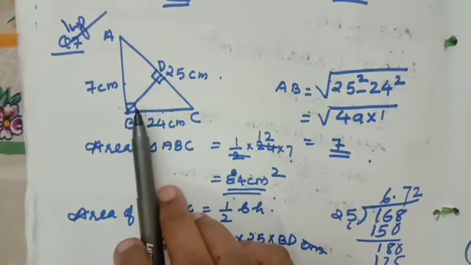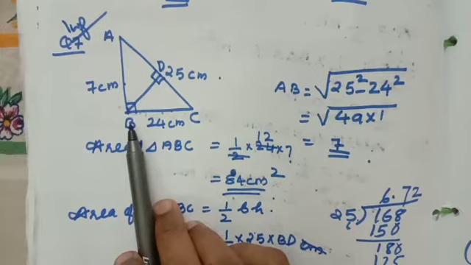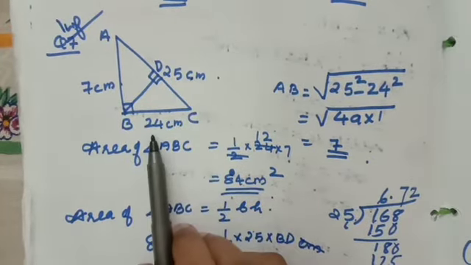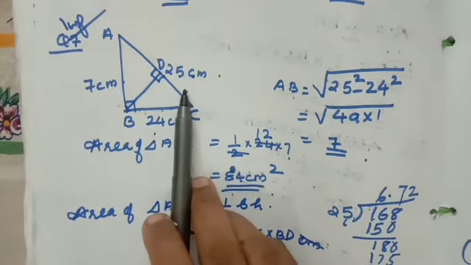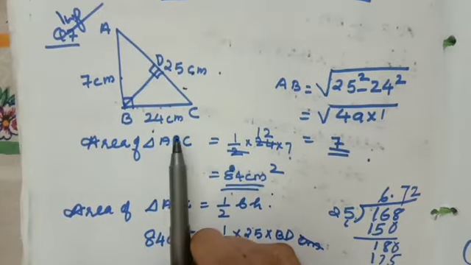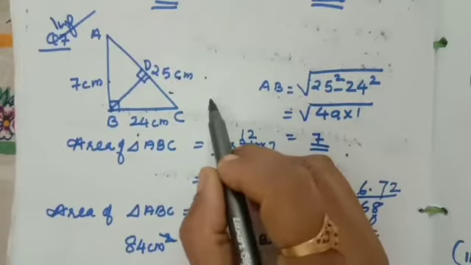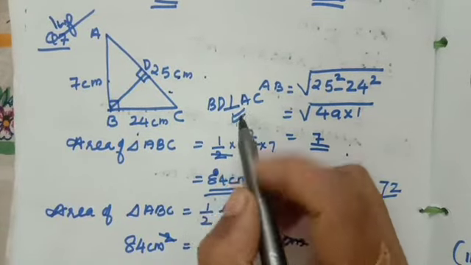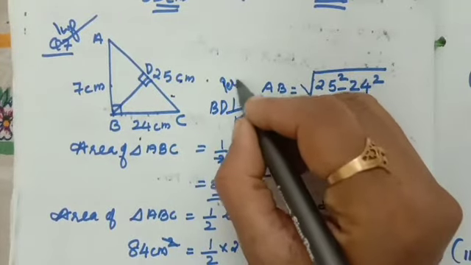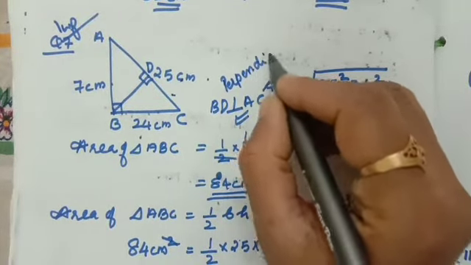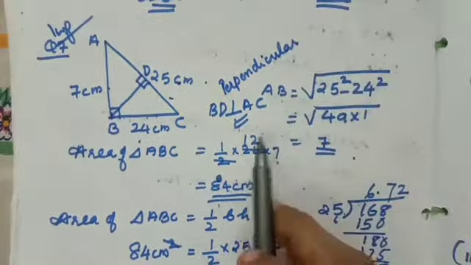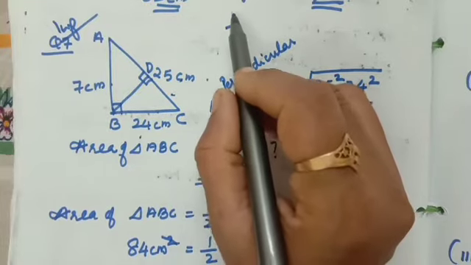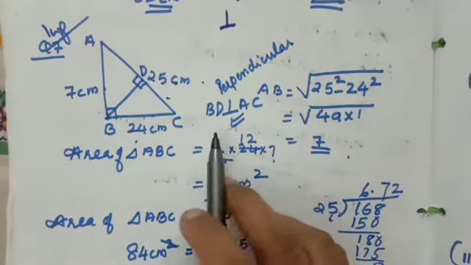Okay. So B is 90 degree, base 24 centimeter and hypotenuse 25. BD perpendicular to AC. This sign means perpendicular. How will you read it? Perpendicular. Perpendicular to AC, that means 90 degree. Perpendicular is 90 degree. Okay. Inverse of T, that is 90 degree.